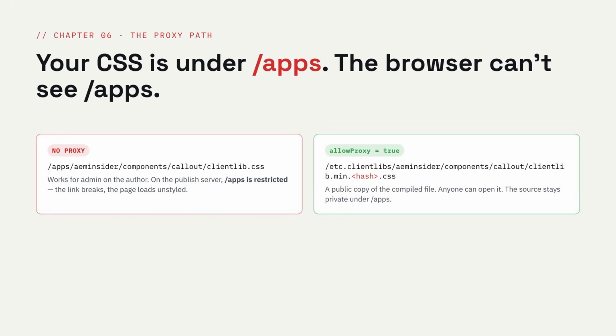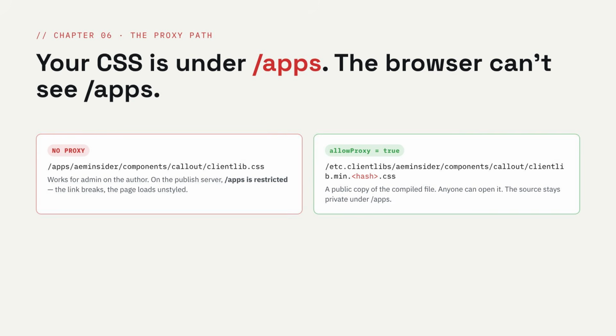That is what one setting fixes. Allow proxy set to true. Turn it on for our client lib, and AEM stops handing out the /apps path. Instead, it serves a public copy at a new address, one that starts with /etc.clientlibs. Anyone can open that. Your real file stays private under /apps, same styles, safe public address.